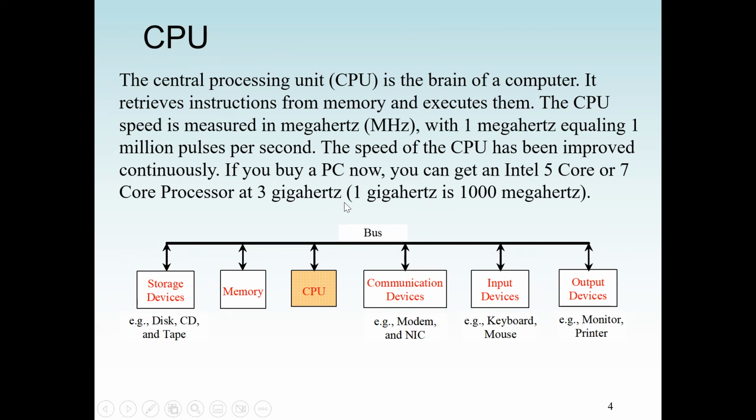Then also we have the control unit. The control unit is the coordinator and controls the flow of data from the memory to the CPU and also from the CPU to the memory. Normally, the CPU also has a special memory, which is called the register. This is where the data that is being processed by the CPU is stored.